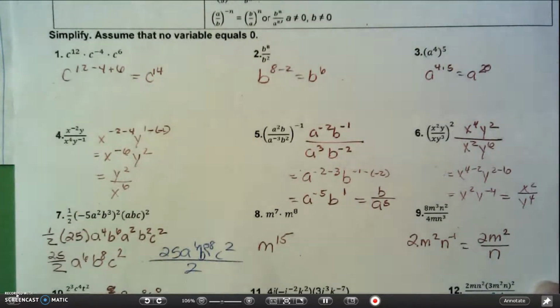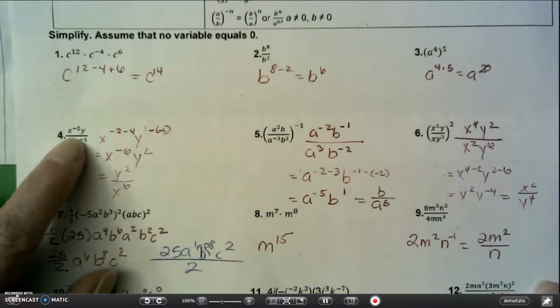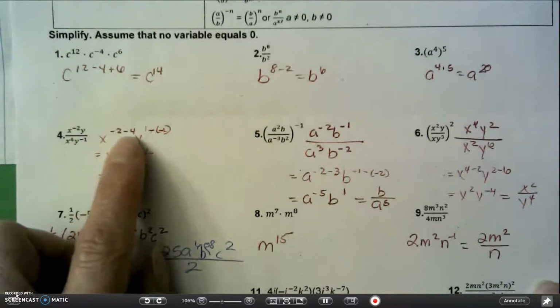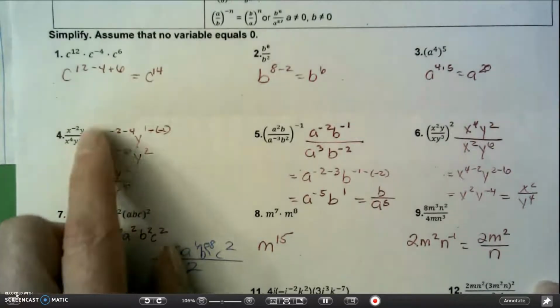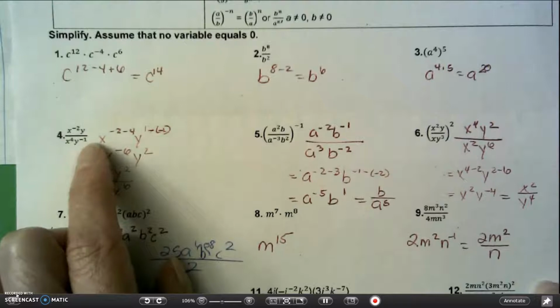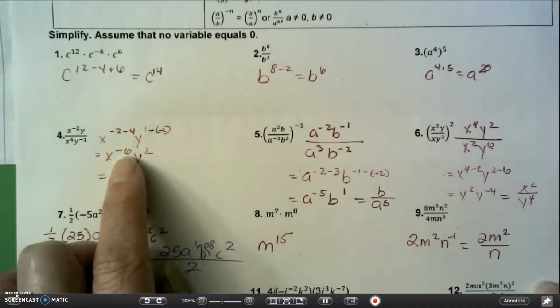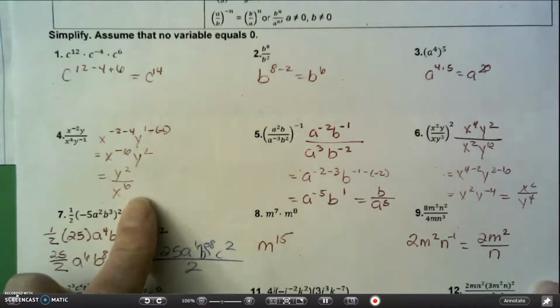Jumping down here, let's look at number 4. Okay, so number 4, you can look at it a couple of different ways. You see x to the -2nd and x to the 4th. So you could subtract numerator power minus denominator power, so -2 minus 4. That gets you x to the -6th. And then you have y to the 1st over y to the -1st. 1 minus -1 is 2. You have a -6 power, so that drops down to the denominator: y squared over x to the 6th.